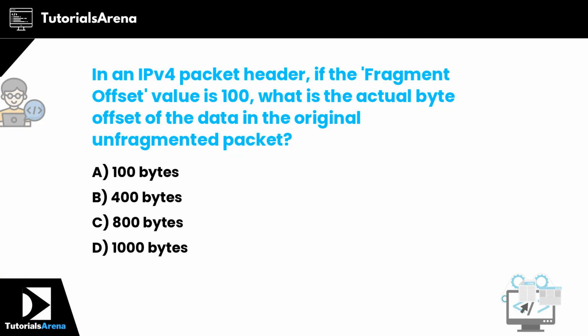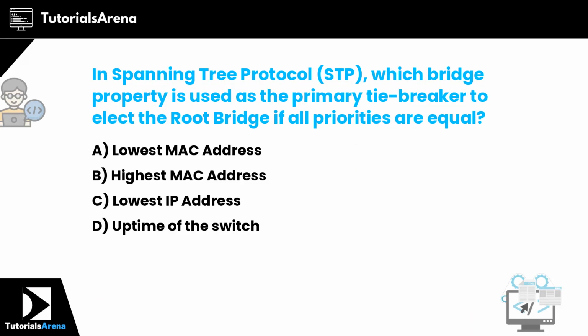In an IPv4 packet header, if the fragment offset value is 100, what is the actual byte offset of the data in the original unfragmented packet? The correct answer is option C, 800 bytes. In Spanning Tree Protocol, STP, which bridge property is used as the primary tiebreaker to elect the root bridge if all priorities are equal? The correct answer is option A, lowest MAC address.